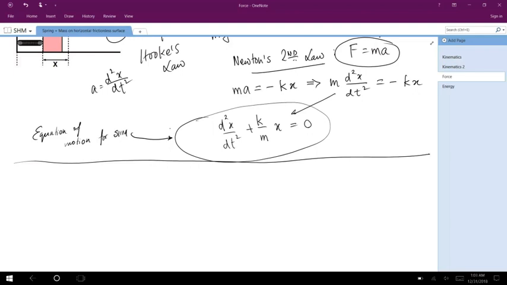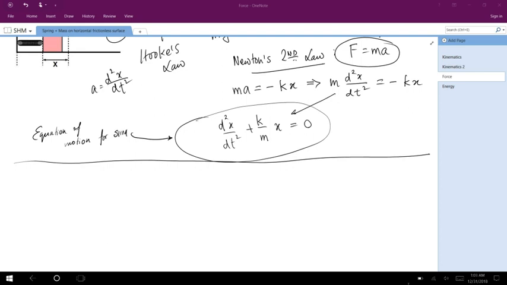So one can rewrite this equation, m d2x dt2 equals negative k times x, in a slightly different form, which we have done over here. So our new equation looks like d2x dt2 plus k over m times x equals 0. Oftentimes this is referred to as the equation of motion for a typical SHM.